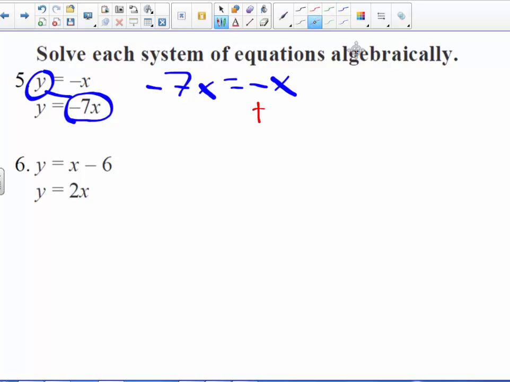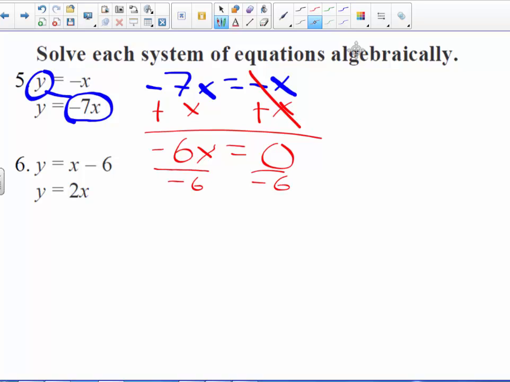Bring all your x's to the same side. I'm going to go ahead and move this one. Negative 7 plus 1x is negative 6x, equals, these cancel to eliminate and get 0. Isolate the x, so divide by negative 6. X equals 0. Okay, that's interesting. Let's see.